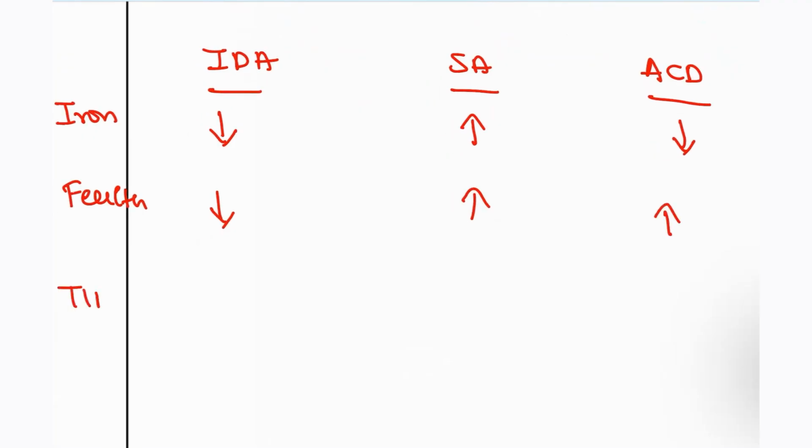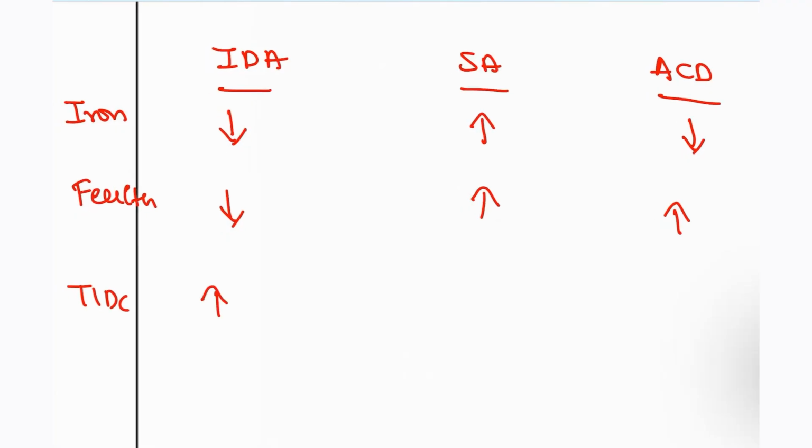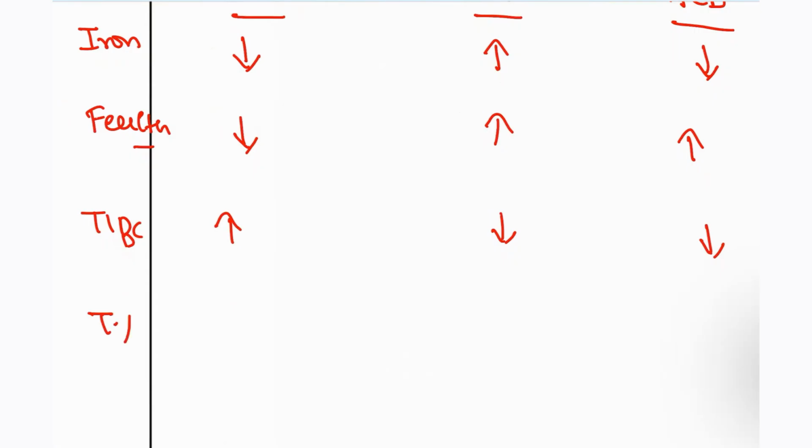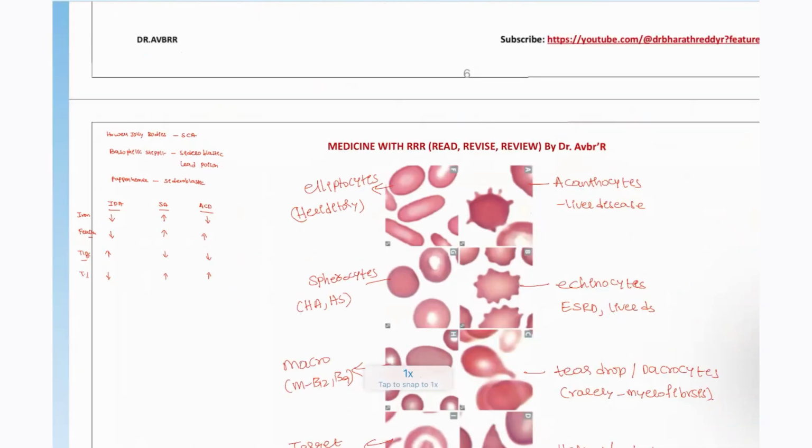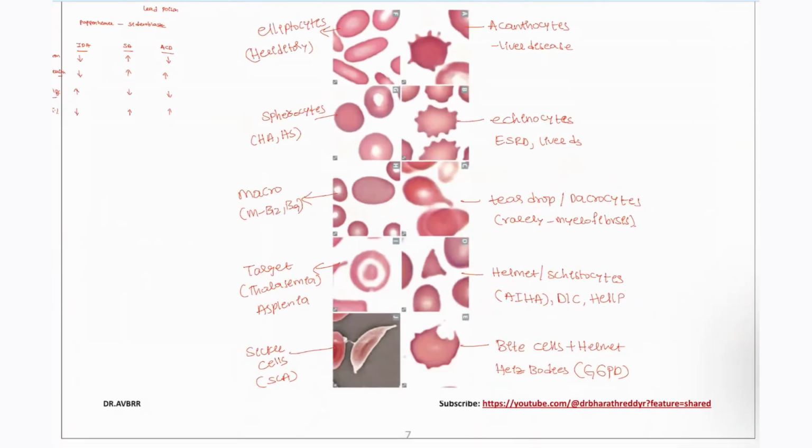Next, TIBC. This is going to be increased in iron deficiency anemia because the capacity of the TIBC is increased due to decreased ferritin. Here in sideroblastic anemia it is going to be decreased, and the same here. Next, transferrin saturation percentage is going to decrease in iron deficiency anemia and increase in sideroblastic anemia, and here also it is going to increase. So the only difference that you have to remember: iron deficiency anemia TIBC increased, sideroblastic anemia TIBC decreased. That's the one finding that you have to remember, and these are some of the findings you also have to recall, guys.